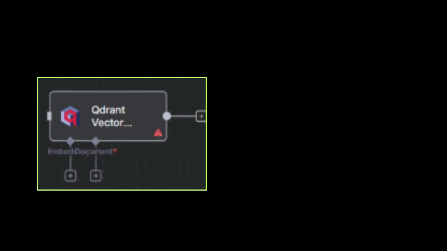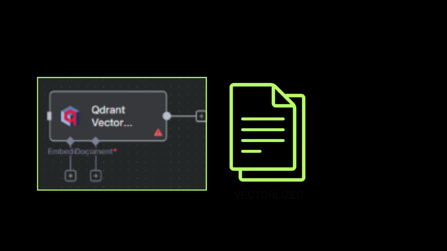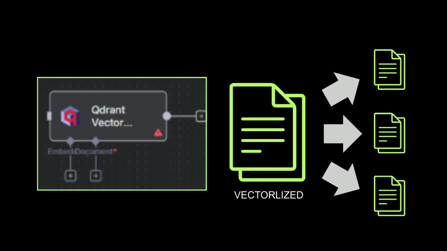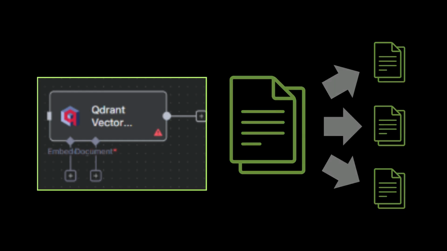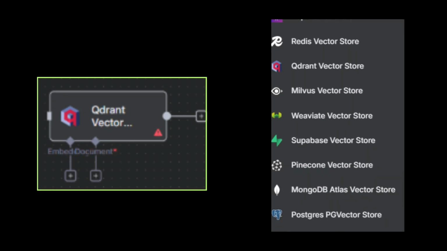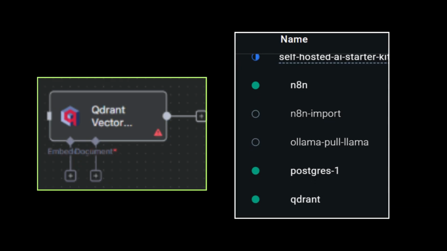The vector store converts the uploaded documents into vectors and splits them into smaller chunks so the AI can read them without being overwhelmed. There are multiple types of vector stores, each with its own pros and cons. In our case, we will use Qdrant. By default, Qdrant is installed together with N8N, and local credentials are already provided.